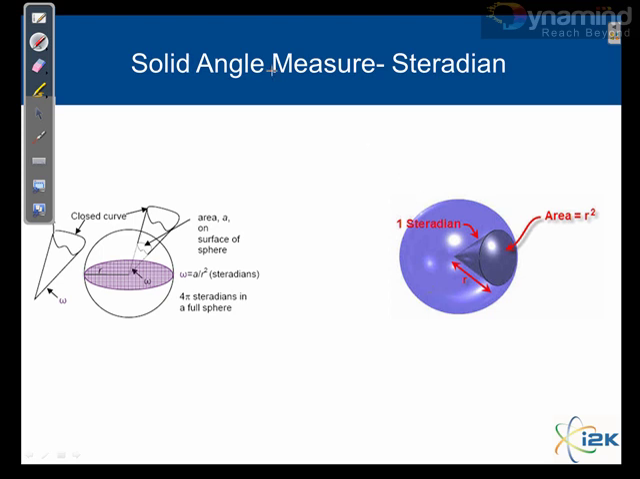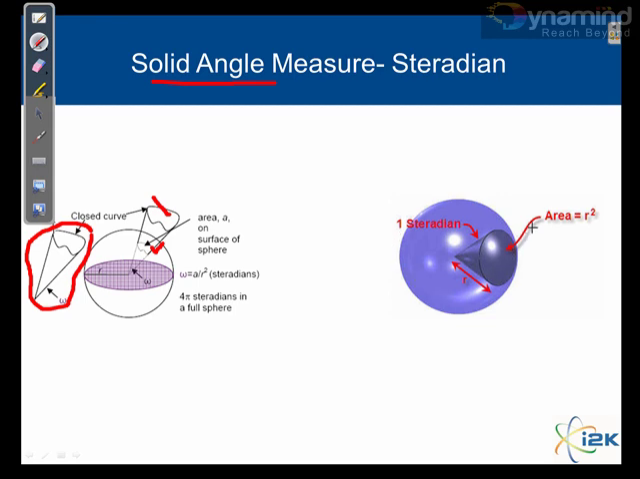The other angle that we use is used to measure angle in 3-dimensional space. It is called the solid angle, as written on your screen. Solid angle can be visualized as if you are having an ice cream cone. And on this ice cream cone, if you take the top surface, the curved area, and divide this curved area by r square, where r is the distance, it gives you the steradians. And you know that this is kind of a cone on a sphere.